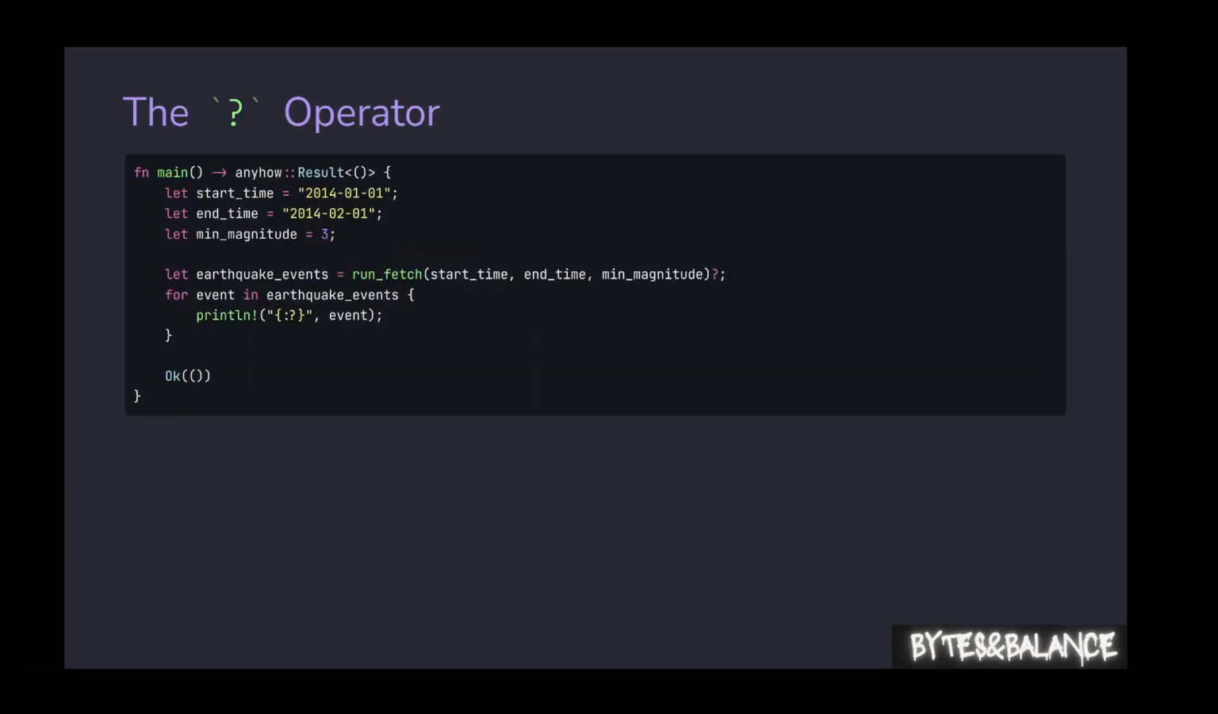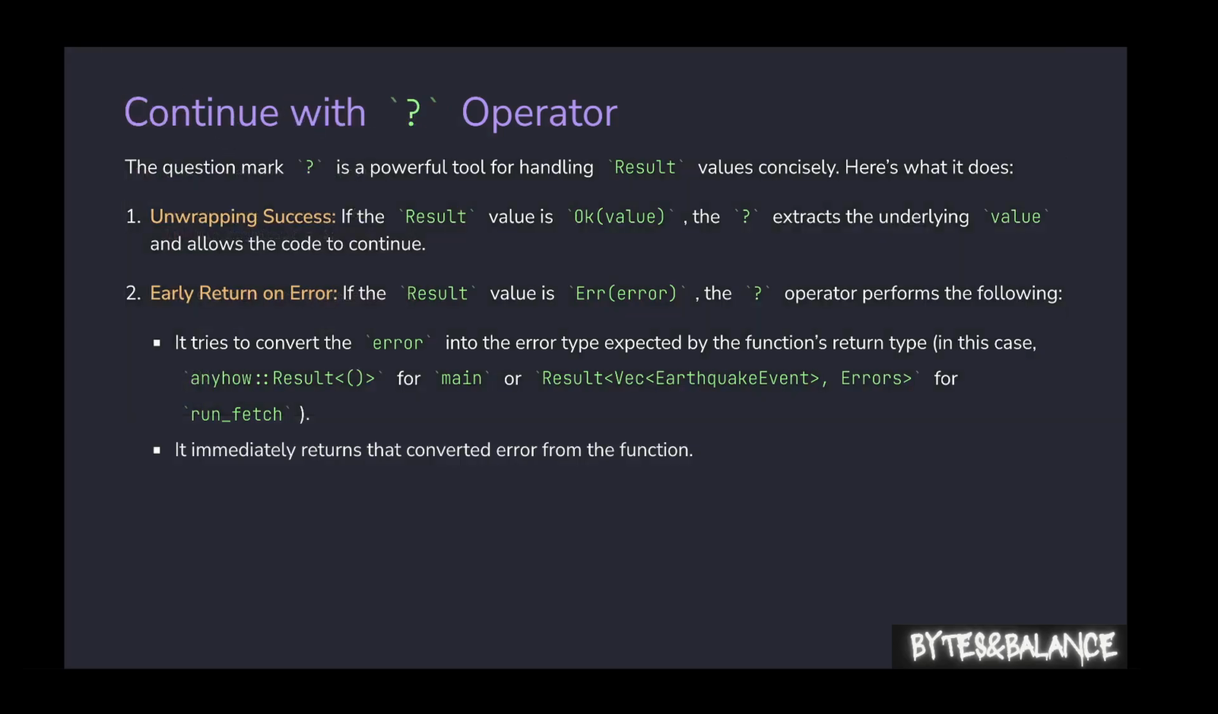Now I want to draw your attention to this question mark operator that we have after calling runFetch. What is this and what does it do? This is actually a very powerful tool for handling result values concisely. If the result value is an OK value, the question mark extracts the underlying value and allows the code to continue. But if the result value is an error of any type, then the question mark operator tries to convert the error into the error type expected by the function's return type. In this case, for main, we had the anyhow crate's result, or we had the standard library Rust result type. And then it immediately returns that converted error from the function.